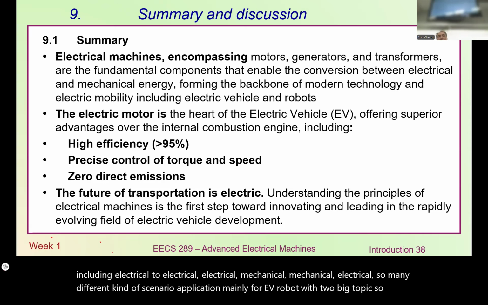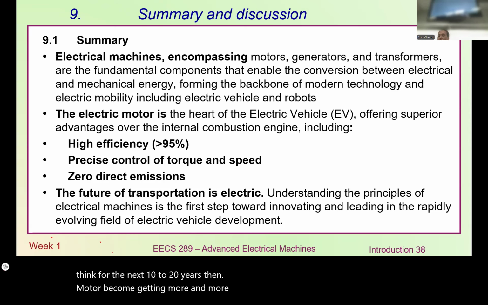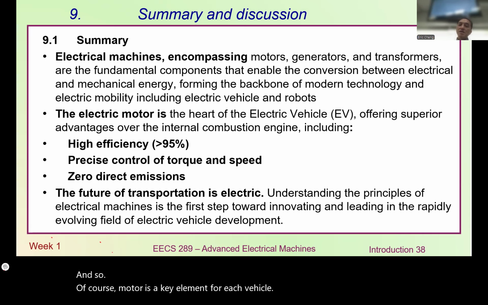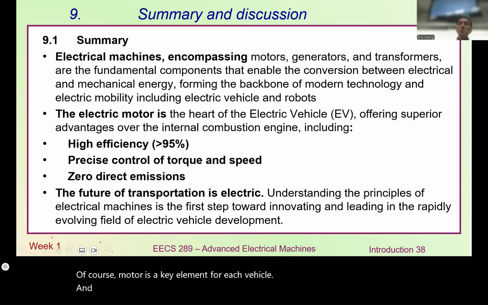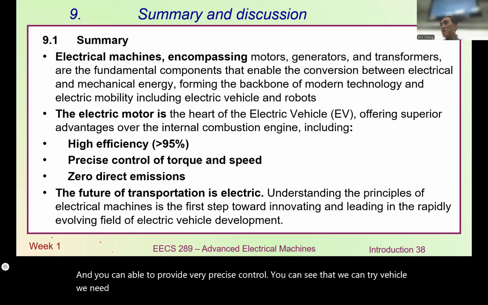I think for the next 10 to 20 years, motors will become more and more important, mainly because of EV and robots. Of course, the motor is a key element for an electric vehicle. The key thing is that efficiency is so good, 95%, and we are able to provide really precise control. We need to control the vehicle: steering, overtaking, stopping anywhere, autonomous driving.